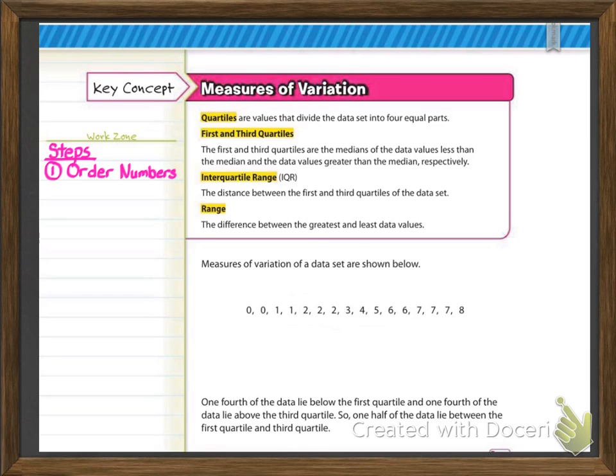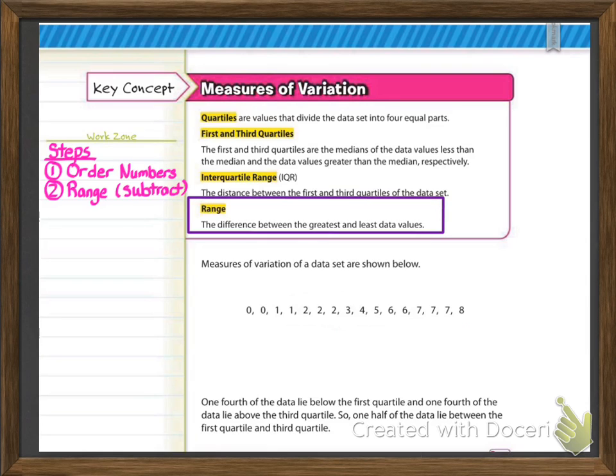Now you'll notice in the example that's provided here in the middle of this page, the numbers have already been put in order for you. The second thing you're going to do is find the range of the numbers. So that's the first vocabulary word that we're going to be talking about, and it's this one right here that I just put a purple box around. So a range is the difference between the greatest and the least data values. So when you hear the word and see the word difference, that means you're going to subtract.